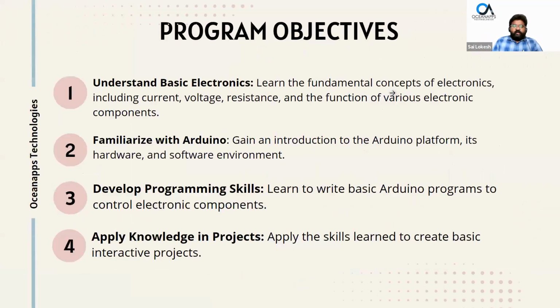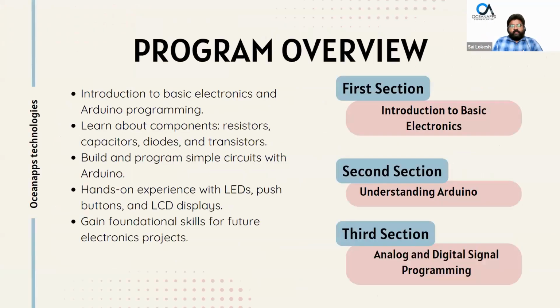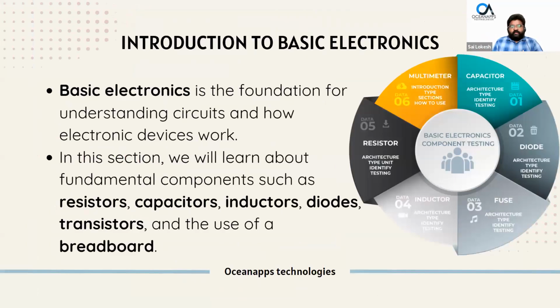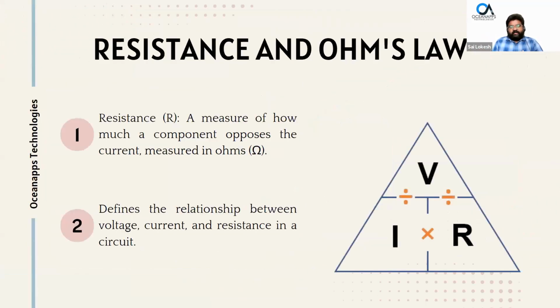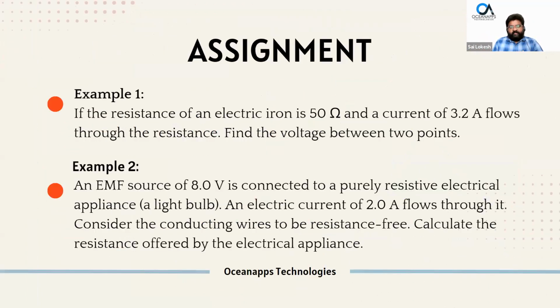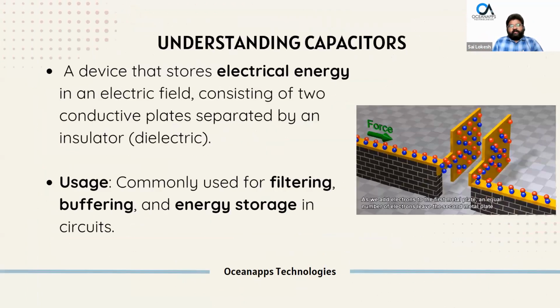Then we moved to two other major components: diode and transistor. Coming to capacitor and inductor, we have seen both are storage elements. If the charge is stored in the form of electrical energy, we call it a capacitor. If the stored energy is in a magnetic form, then we call it an inductor. This is what we've seen.